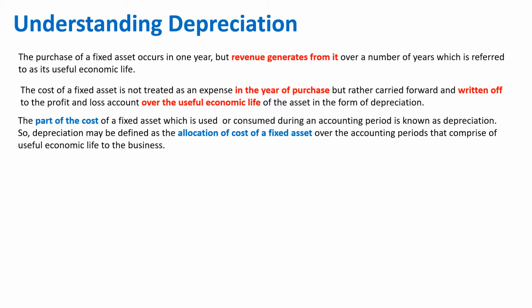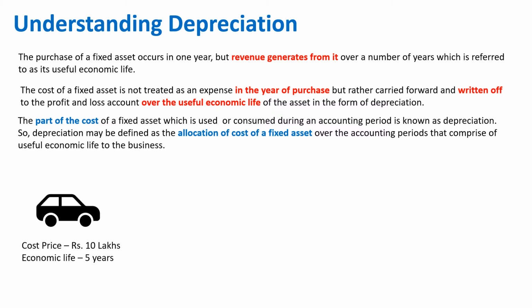We have to determine the useful life of the asset, and based on that, the cost of the fixed asset has to be apportioned and charged out to the P&L account every year. Now let's take an example. Suppose you have a car, the purchase cost is 10 lakh rupees and the economic life is 5 years. After 5 years you see that this car is not of any use.